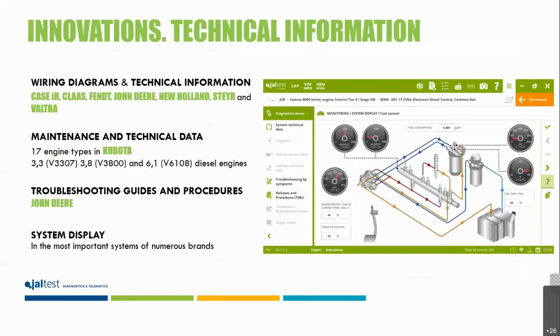A few minutes ago, we saw how the off-highway model is every day more and more complete in terms of technical information. Well, the same is happening in the agricultural version of the software. Some of the manufacturers in which we have included more wiring diagrams and technical information are, for instance, Case, Claas, Fendt, John Deere, New Holland, Steyr, and Valtra. Additionally, we have also added maintenance and technical data for KUBOTA engines, in total 17 KUBOTA engines, as well as troubleshooting guides and procedures for the John Deere manufacturer.